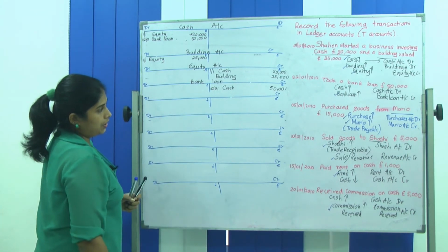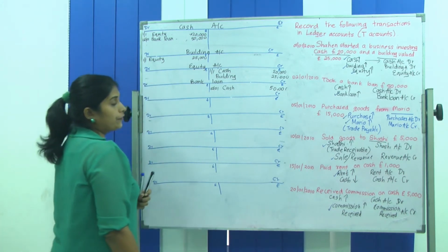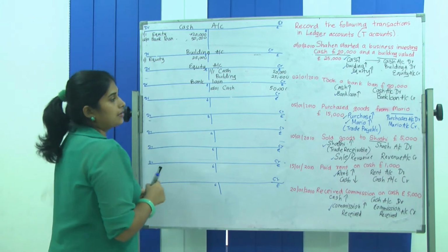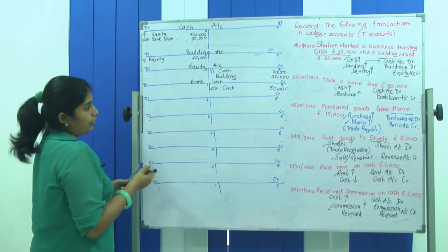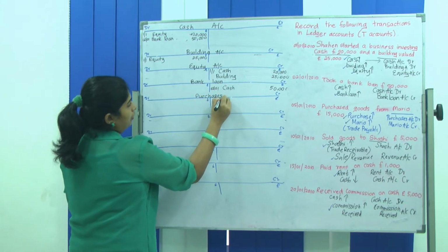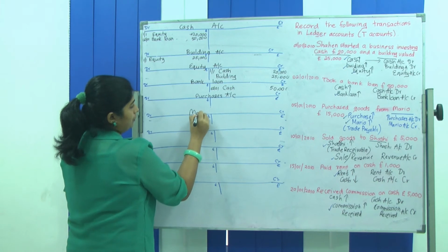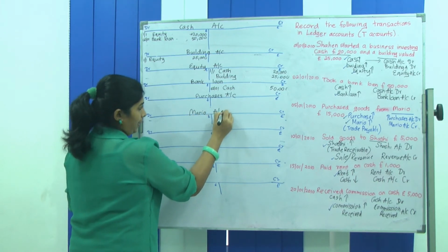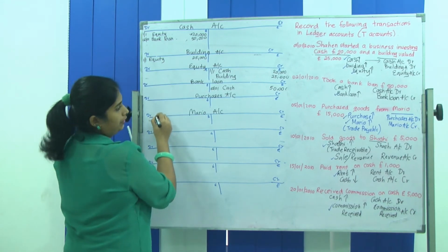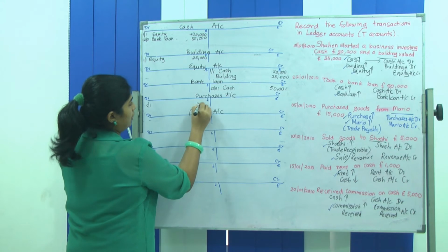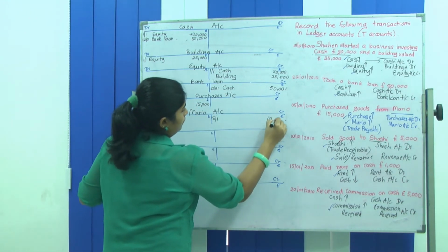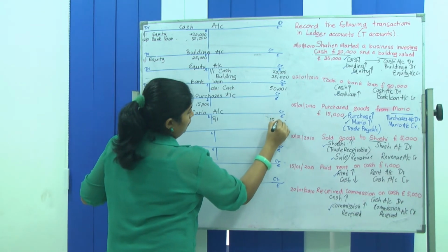Then the third transaction is where you purchase goods from Mario for 15,000, which increases the purchases and increases Mario as a trade payable. So we need two T accounts, one for the purchases account and the other one for Mario's account, who is a trade payable. So purchases increases by 15,000. On 5th of January, 15,000 will be debited and 15,000 will be credited to Mario's account.